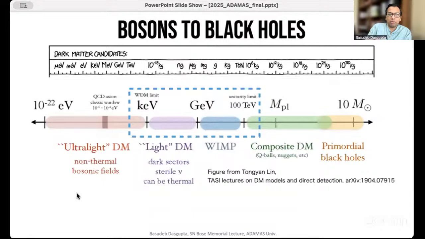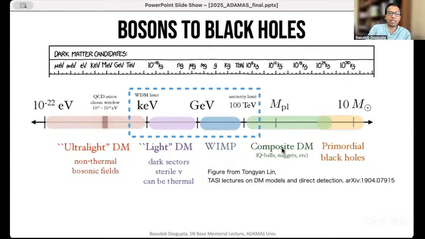To give you a slightly more serious version of this plot is this one. It actually spans many orders of magnitude. It goes all the way from 10 to the minus 22 electron volt to about a few tens or maybe even larger solar masses. And one solar mass is about 10 to the 57 GeV, if I understand correctly, or I forget, but yeah, so it's quite large. It's like 70 orders of magnitude or so.